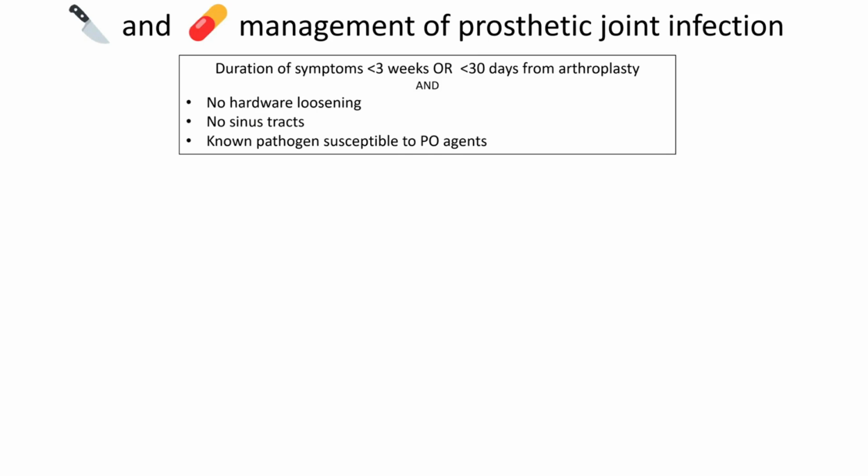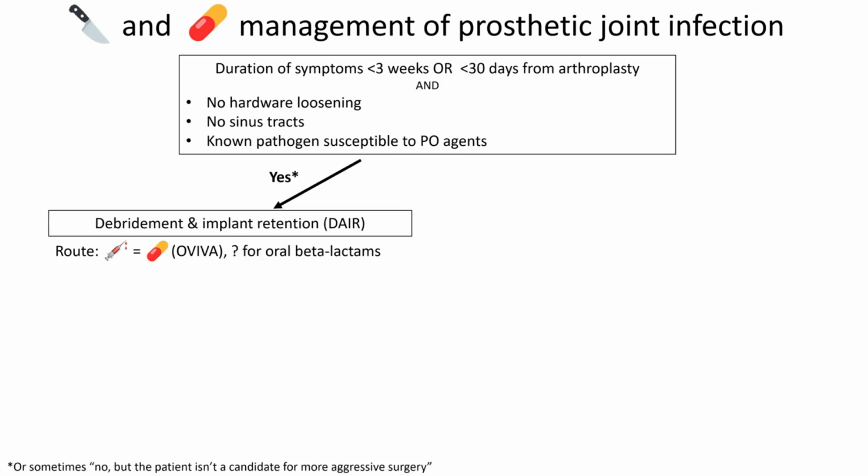Still, it's only a 60% success rate. So it depends on the temporality of the infection, and it depends on the bug, but there's actually some promising data for DAIR, but they need to meet these very strict criteria. Which are these criteria? If it's a more acute presentation, less than a month since they just had the joint put in, and they don't have any of these things, then DAIR does have a much higher success rate than otherwise. So that's debridement, antibiotics, and implant retention, PO or IV.